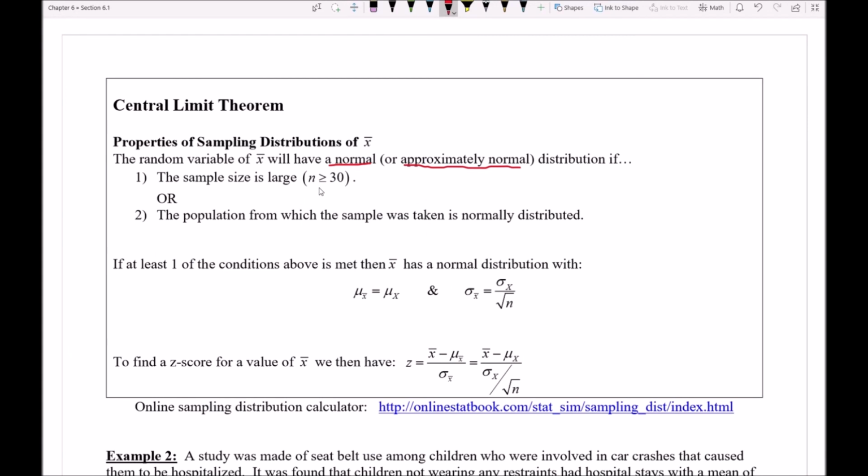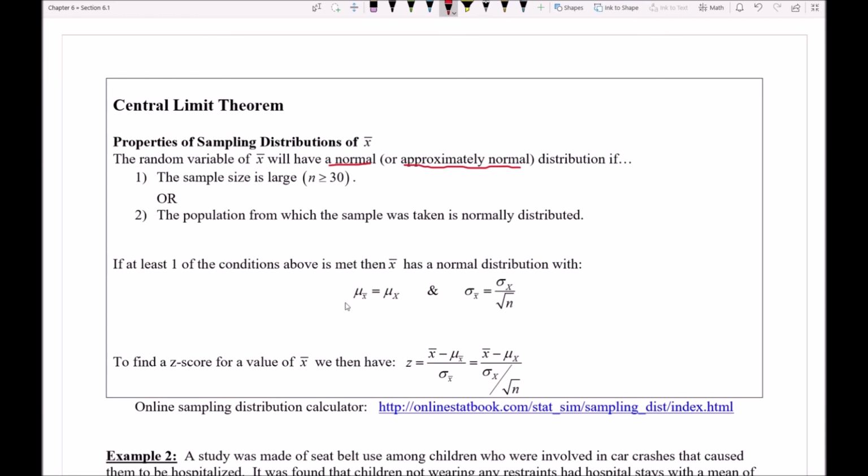But once I have a sample size that is large enough, that is, I select 30 items or more at a time, and then compute my X bar, I can guarantee a normal distribution or an approximately normal distribution. Or if the population from which the sample was taken is normally distributed, then I'll know that X bar will also fall into a normal distribution. So if at least one of those conditions is met, then I can also see the following connections.